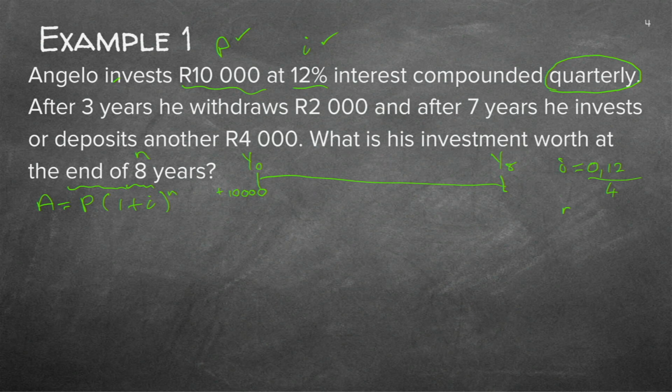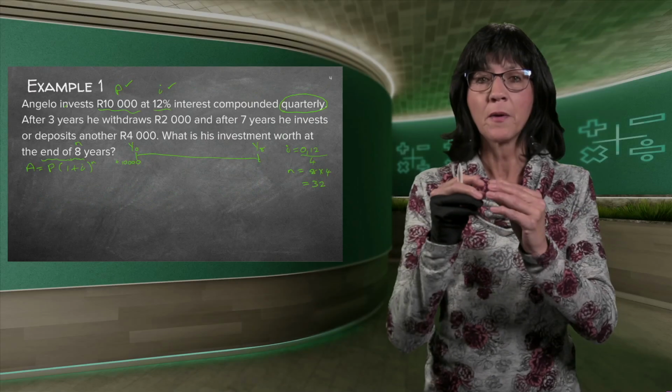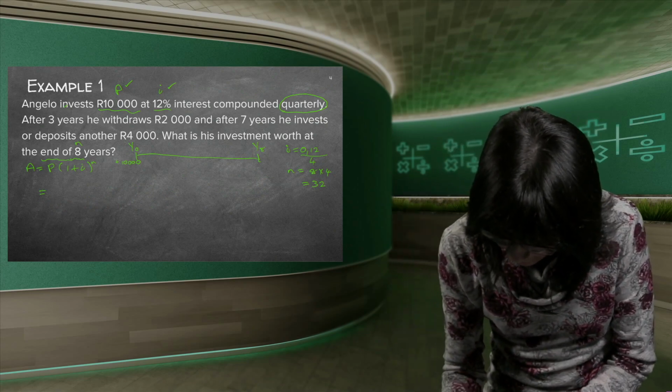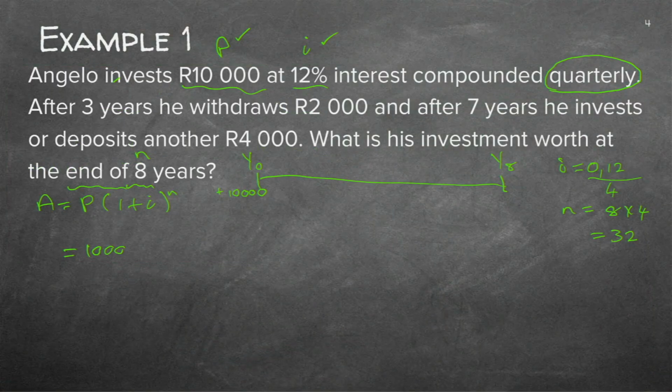But now, if that is quarters, then my 8 years must also be quarters. So how many quarters in a year? 4. So for 8 years, it's 8 times 4, which gives me 32. So now that I've sorted my I and my N, I can do the sum for 10,000 Rand. So I'm going to start here. The investment was 10,000 Rand. 1 plus the I was 0.12 over 4 for the whole 8 years, which is 32 quarters. I'm just going to write that here so that you are sure everything now is in the same terms.